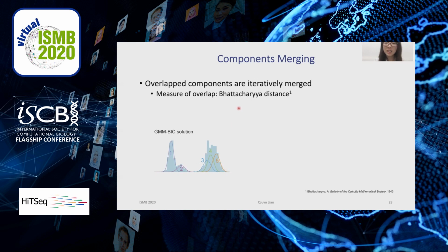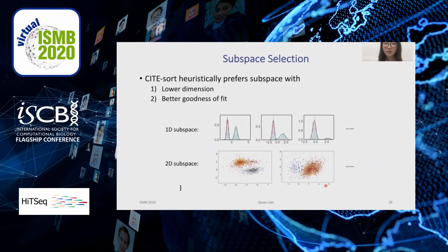So we adopt the Bhattacharyya distance to measure the overlap, and given a threshold, the overlapped components are iteratively merged into a component complex. In this case, we have two component complexes, which are well separated from each other. In subspaces with more than one component complex, we could conduct reliable subdivision. What if there are multiple subspaces with more than one component complex? Heuristically, CITE-sort selects the subspace with the lowest dimensions. If the dimensionality is the same, CITE-sort will select the one with the best goodness of fit, which is measured by likelihood.